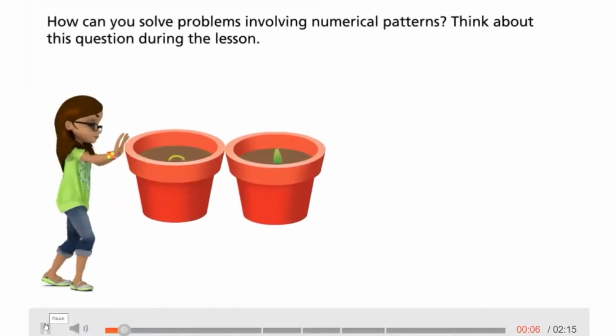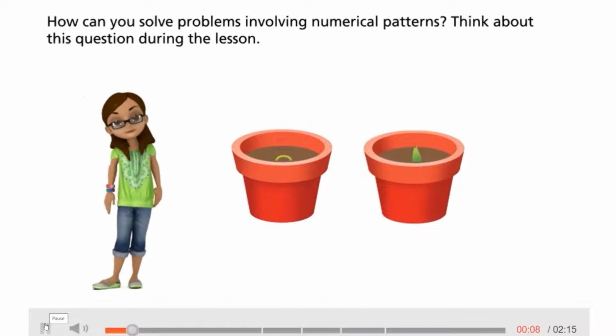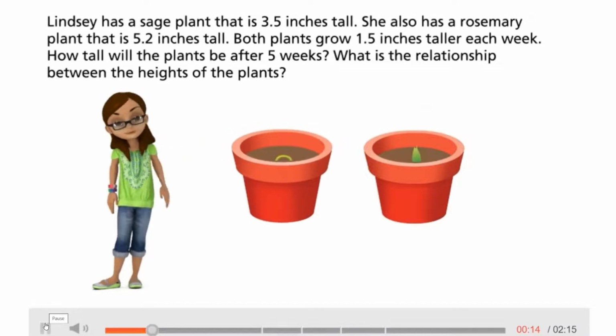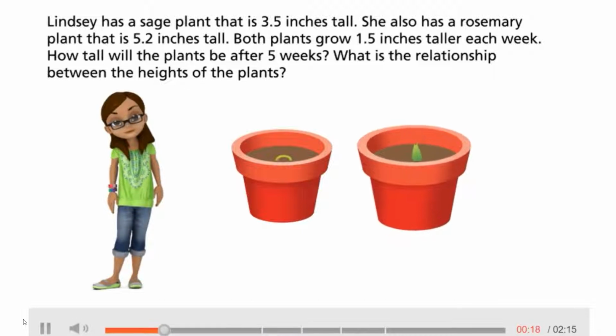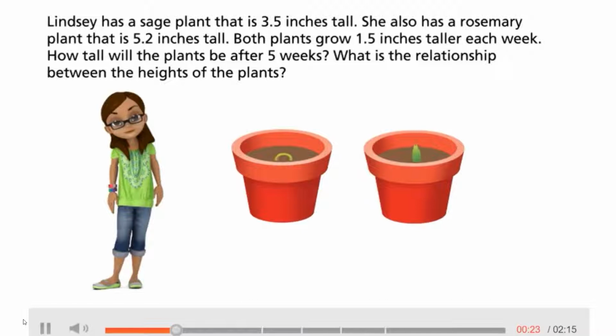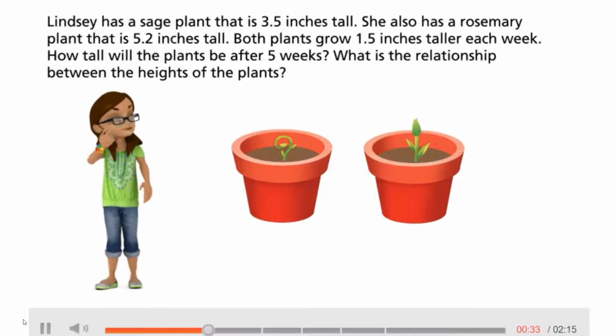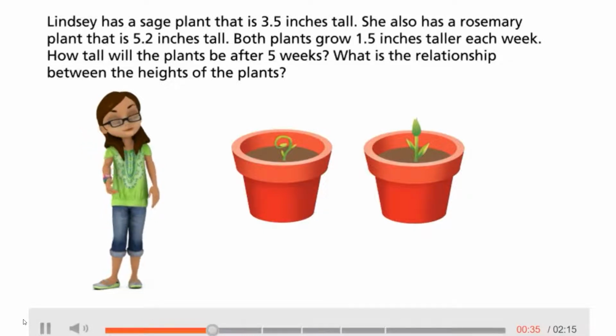How can you solve problems involving numerical patterns? Think about this question during the lesson. Lindsay has a sage plant that is 3 5/10 inches tall. She also has a rosemary plant that is 5 2/10 inches tall. Both plants grow 1 5/10 inches taller each week. How tall will the plants be after 5 weeks? What is the relationship between the heights of the plants?